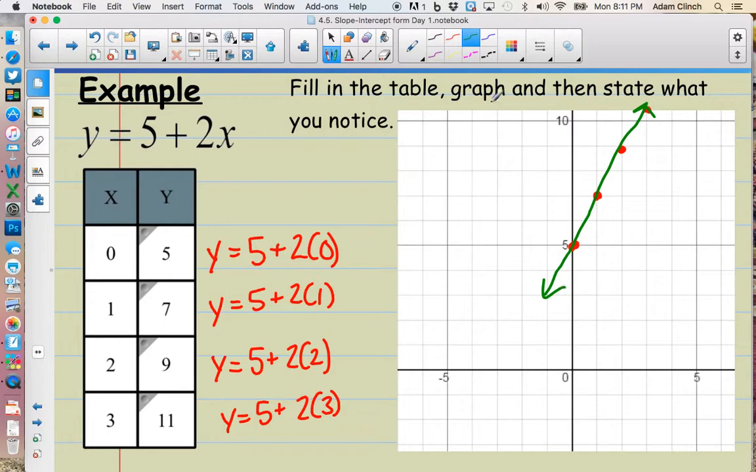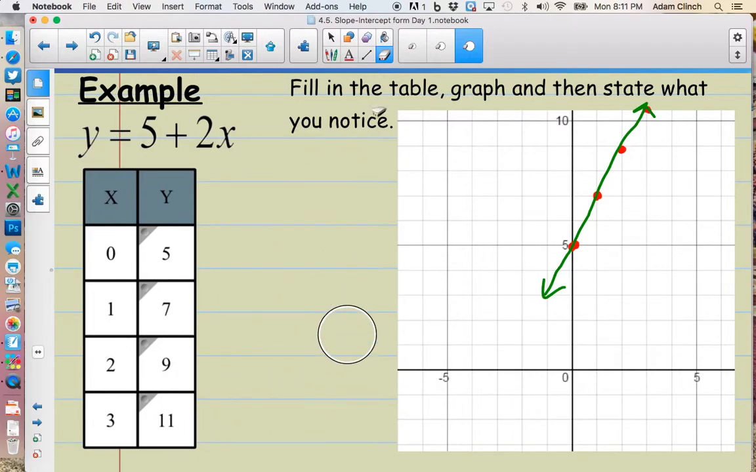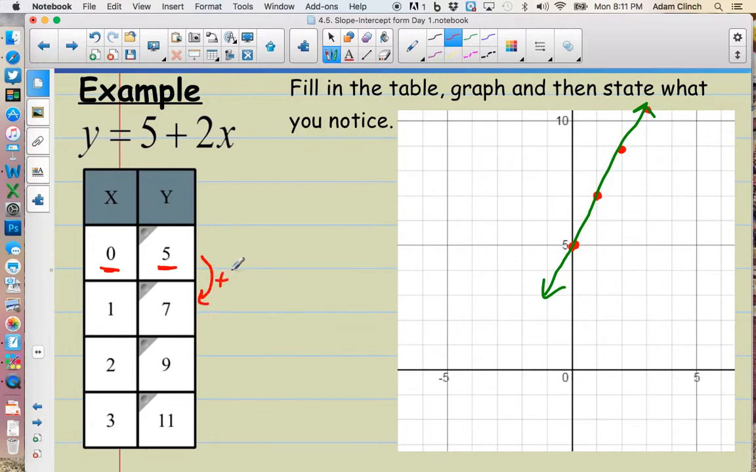What do you notice? Well, let's look at this. Let's go back to my table. I'm going to erase all this work we did right here. And what do you notice? Where does y start? When x is equal to 0, where does y start? It starts at 5. And how does y change? Well, we are constantly adding 2 every time. Adding 2. Adding 2. And how does that translate from my equation?